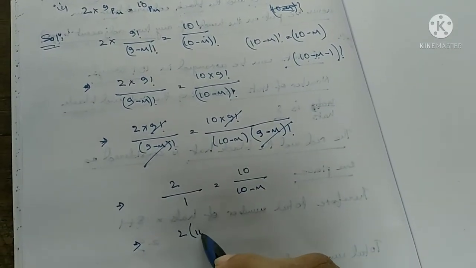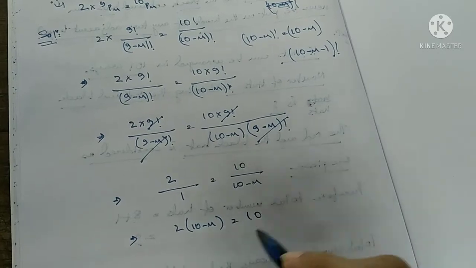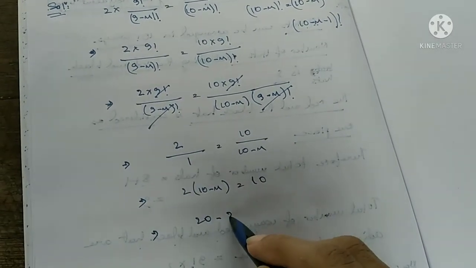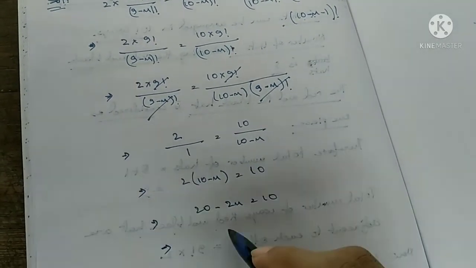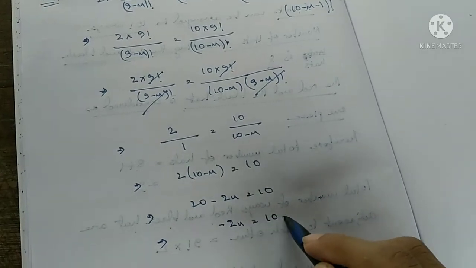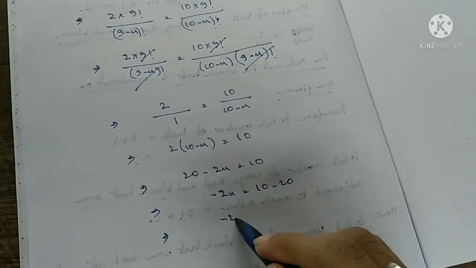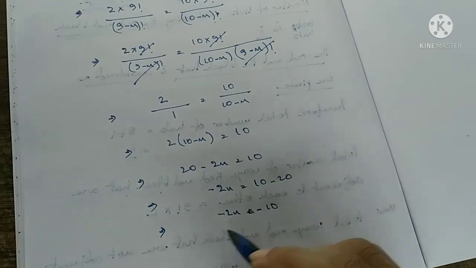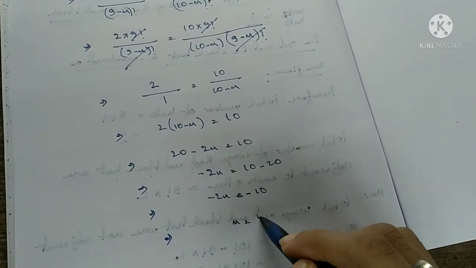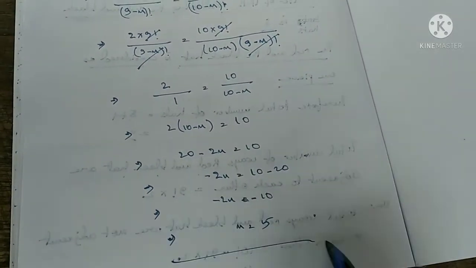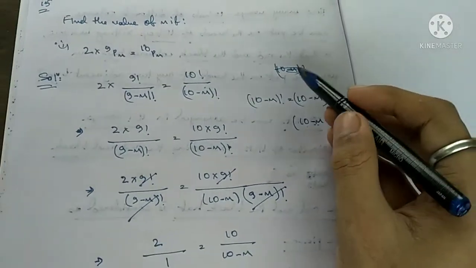Do cross multiplication then. 2 into 10 minus n is equal to 10. So this is 20 minus 2n is equal to 10. So minus 2n is equal to 10 minus 20, so minus 2n is equal to minus 10. So n is equal to 5 I will get. Understand? N value 5 I will get. This one you just remember here.